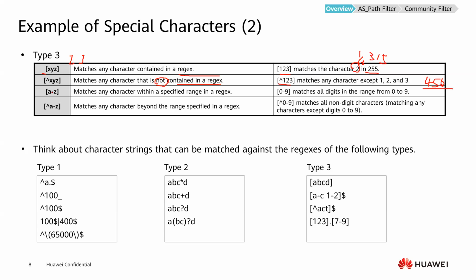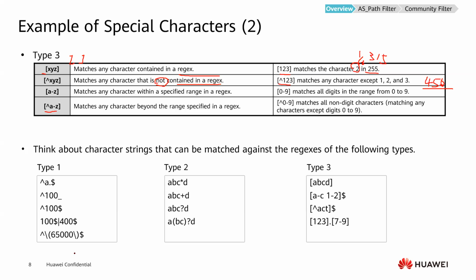All right. And the next is the practice with A-Z. That means A to Z. You can match any character within a specific range in a regex. For the digit, if you use 0-9, that means you can match any character from 0 to 9. And this also is beyond the range. That means you will match any character except 0 to 9.